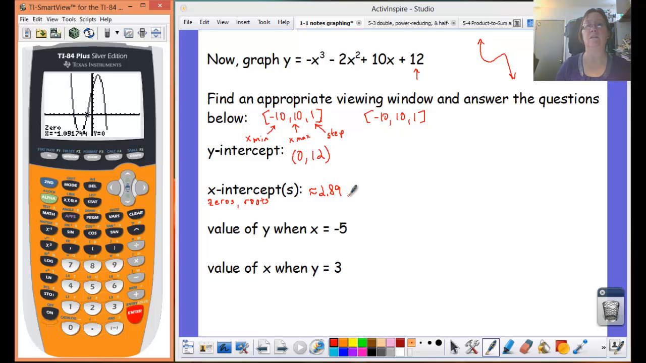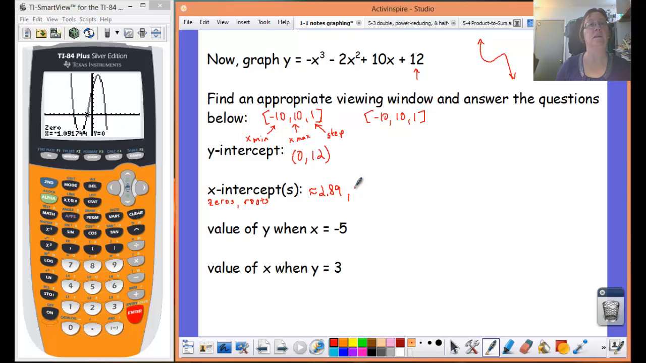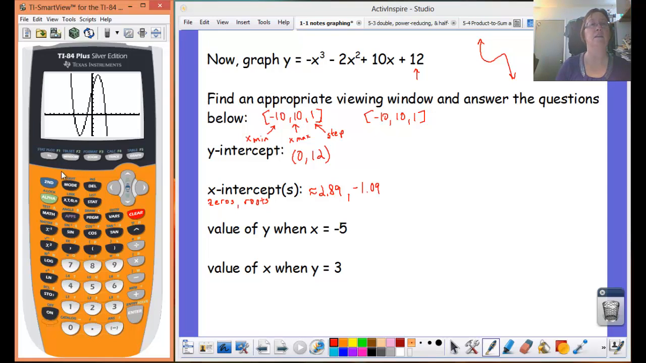And that one, which I thought was at -1, is really at -1.09 approximately. There is one zero left to find. I'd love to show you an alternate method of finding that root.